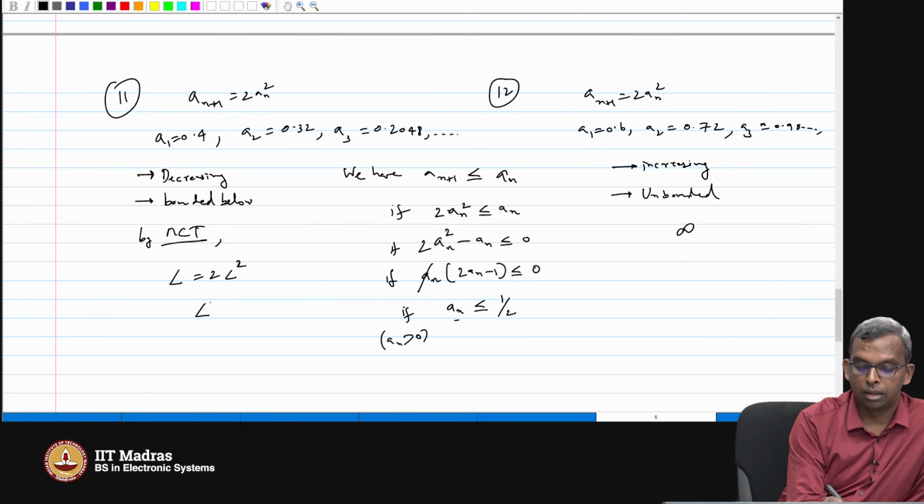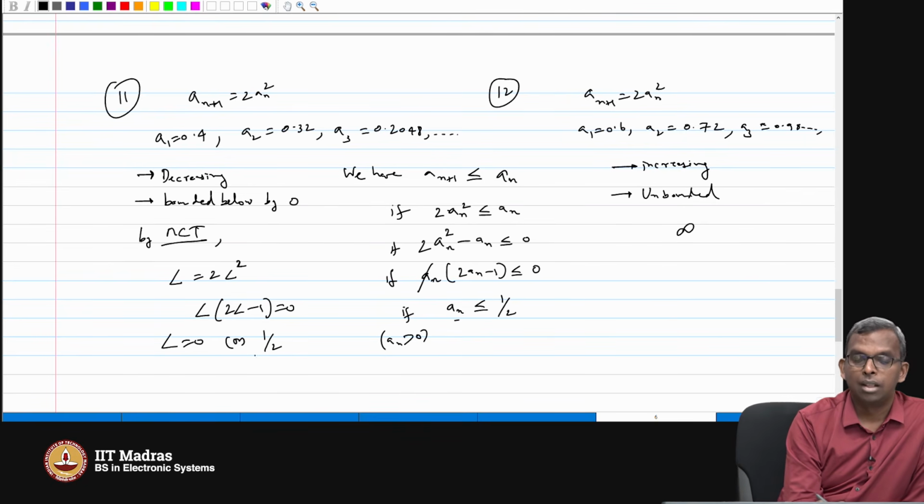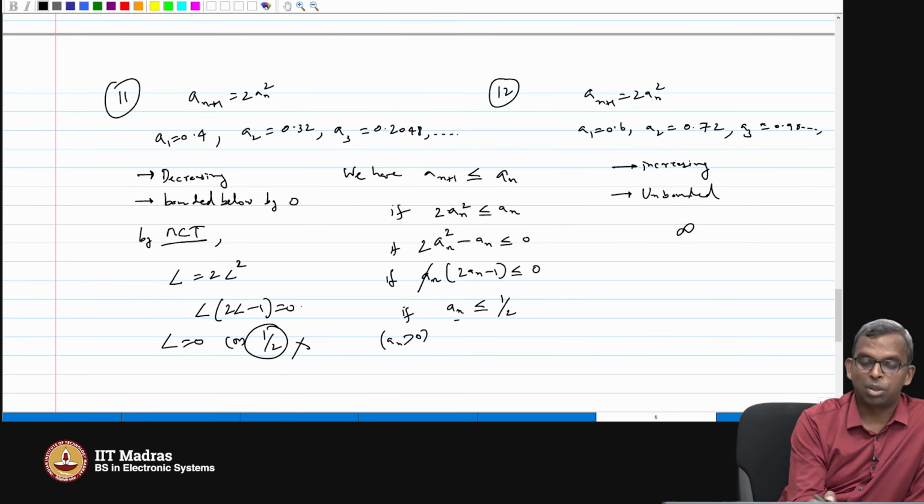The thing is, I don't know if L is going to be 0 or not, right? It's bounded below by 0, but I don't know if L is 0 or not. So I should bring it to this side. So L times (2L minus 1) equals 0. So it says L could be 0 or half. Okay. So clearly, half is ruled out. Why? Because it starts at 0.4 and it's decreasing. There's no way it's half. So the only possible value is L equals 0. So the limit is in fact 0 in this case.